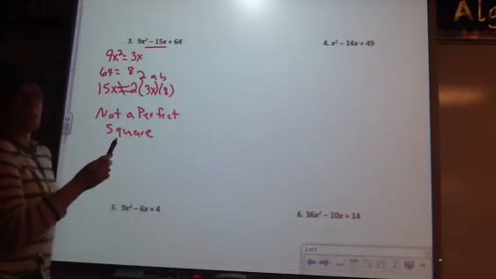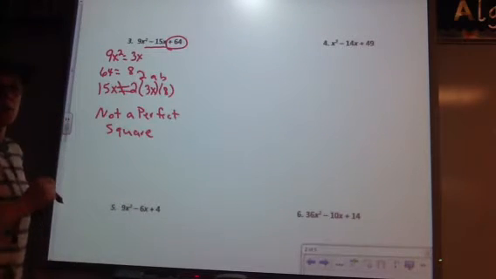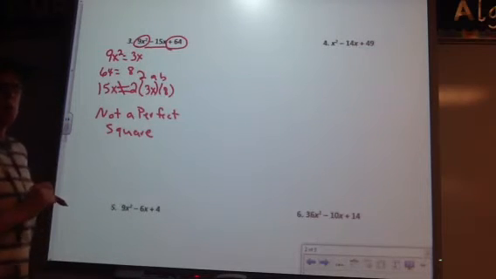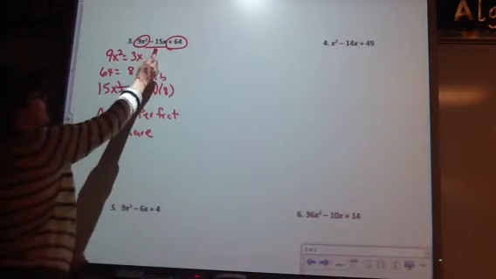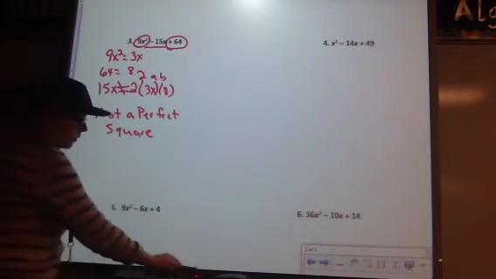Now, let's talk about this for a minute, class. We had a positive perfect square for our last term, and our first term was a perfect square. The issue here was our second term did not match the 2ab. So it's not a perfect square. You cannot factor it that way.